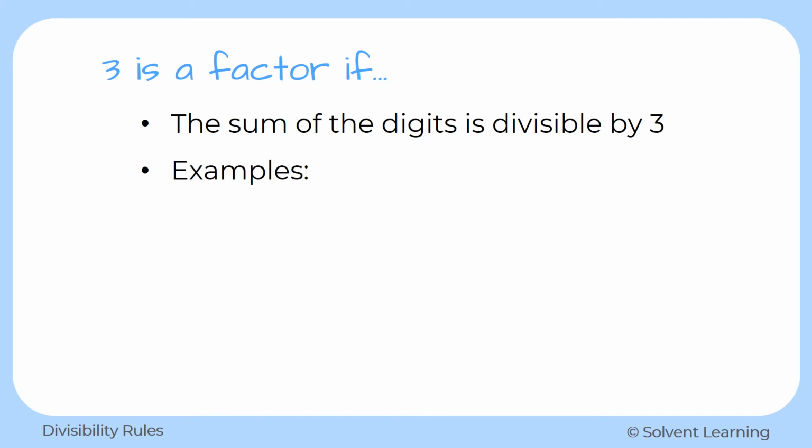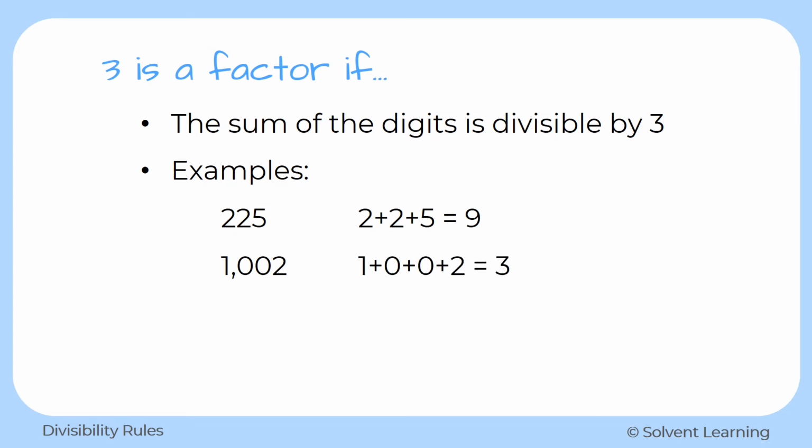So here are some examples. Let's look at the number 225. If we add up all the digits, 2 plus 2 plus 5, it gives us 9. And 9 is divisible by 3. So that means our original number, 225, is divisible by 3. Here's another one, 1,002. If we add up all those digits, we get 3. So 1,002 is divisible by 3. And the number 87, the sum of its digits is 15. 15 is divisible by 3, so 87 is also divisible by 3.